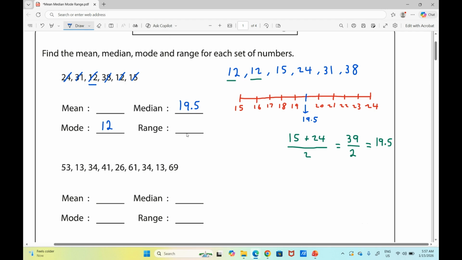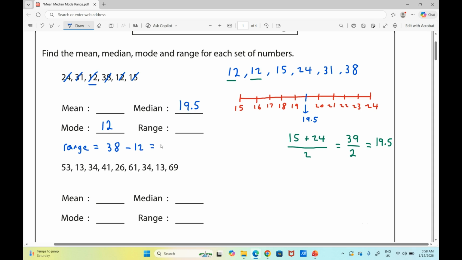Now to find range, I just have to take my biggest number and subtract it from my smallest number. So range is going to be my biggest number, which is 38, subtract it from my smallest number, which is 12.